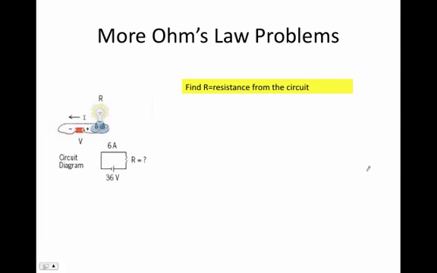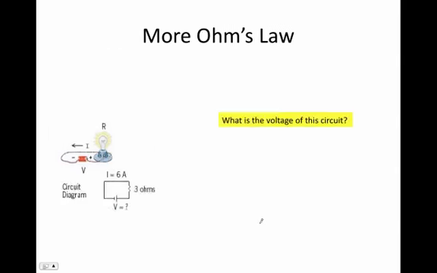Okay, let's try and find resistance now. So Ohm's law now would be R equals V over I. V is 36, I is 6, so 6 ohms.